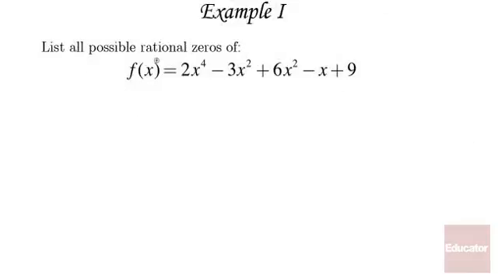Okay, list all possible rational zeros of this function. So I need to find values of P over Q, and I'm going to first look at the constant. This is A0 equals 9, and the factors are 1, 3, and 9. So these are values for P.